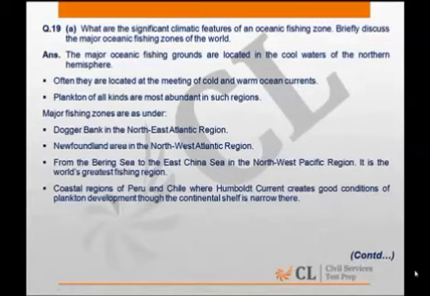And the major fishing zones are as under, especially the northern part of Europe and the northern part of North America. You can say the eastern coast of Atlantic and the western coast of Atlantic. Dogger Bank in the northeast Atlantic region, Newfoundland area in the northwest Atlantic region, from the Bering Sea to the East China Sea in the northwest Pacific region, the eastern part of Japan facing the western part of the Pacific Ocean, etc.